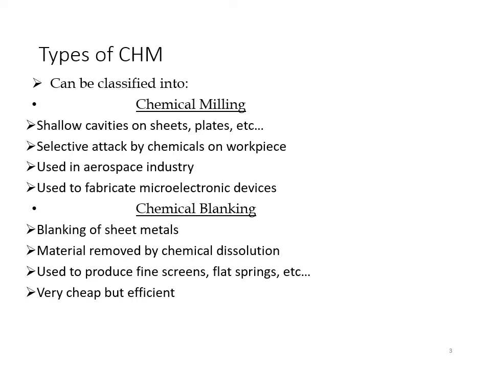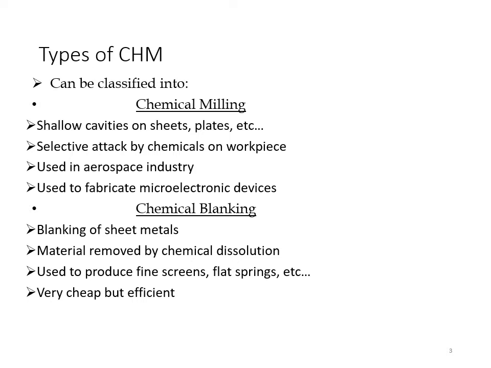The chemical which is used to attack the workpiece for the removal of material, we call it etchant, and the whole process we call an etching process. Basic advantages and limitations, all these things I had discussed in the last video. Now I will move to the types of chemical machining process.